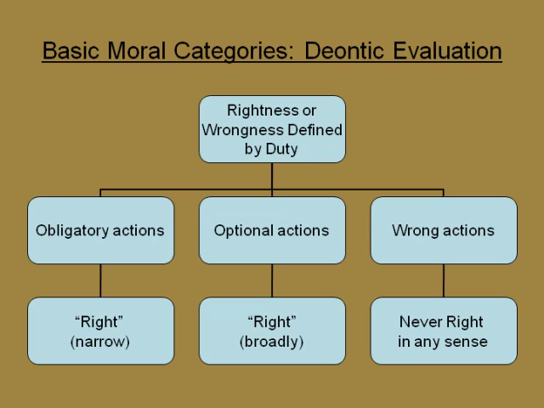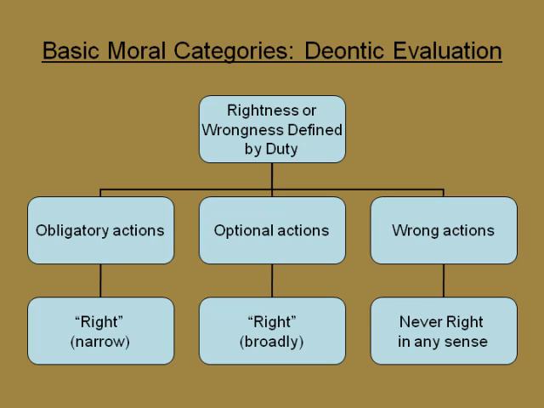An obligatory action is an action that, no matter what circumstances we're looking at, is something that we should do. We can therefore say that obligatory actions are right in a very narrow sense of the term right. Optional actions are actions that we could take either way. We could do them or we could not do them. If we choose to do them, we could say that it's right to do them in a very broad sense. It may also not be wrong for us not to do them, however.